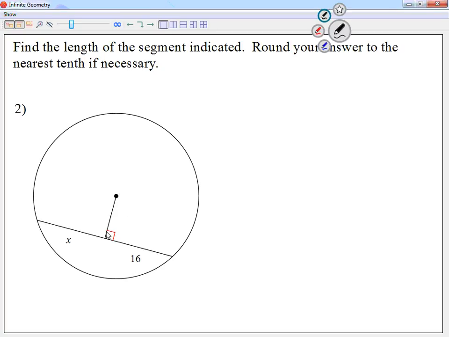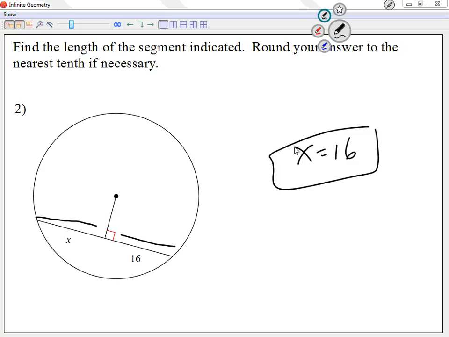I see part of the diameter crossing at 90 degrees, so I'm going to say in this chord, this part and this side are equal. Remember, the chord is going to get cut in half, so x is equal to 16. That's it.